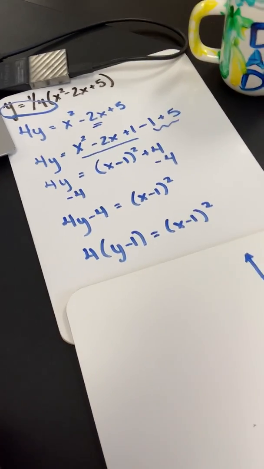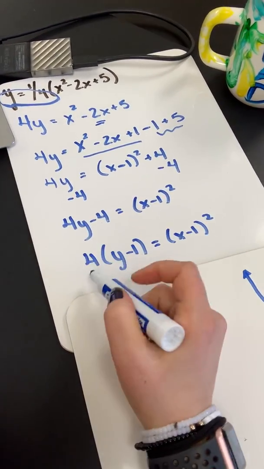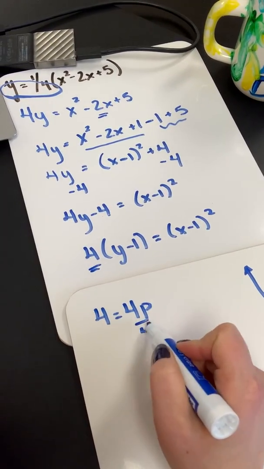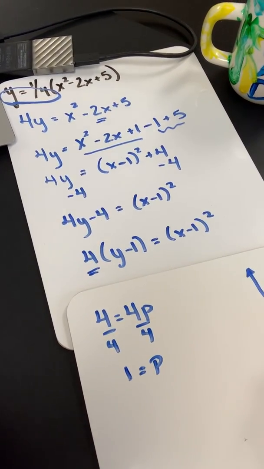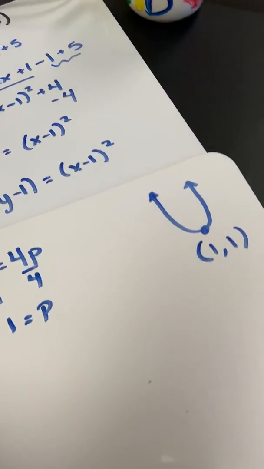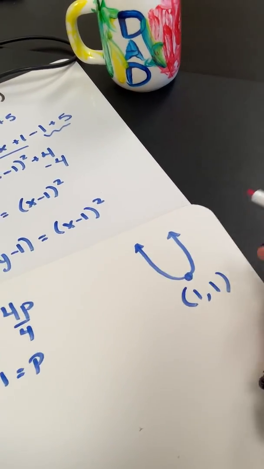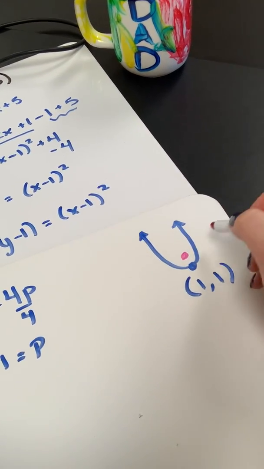We know that we have to have a p-value, right? So you set that coefficient 4 equal to 4p. We divide by that 4, and p tells us the distance between the vertex and the focus and the vertex and the directrix, right? So we know that it's going to be 1 box. We know that the focus has to lie inside, so inside of the parabola, so it's going to be up. But up how many? Up 1 box.